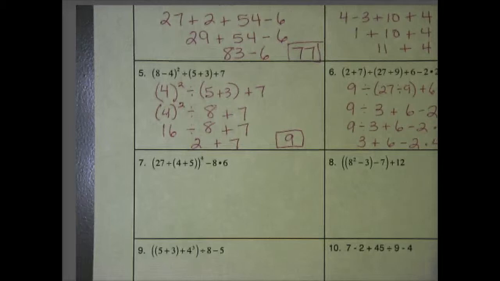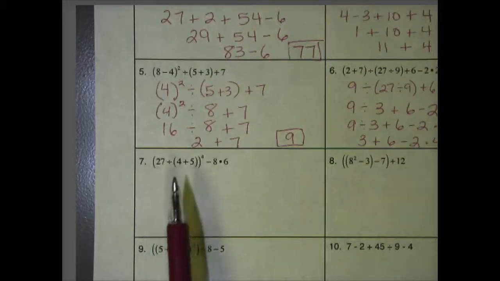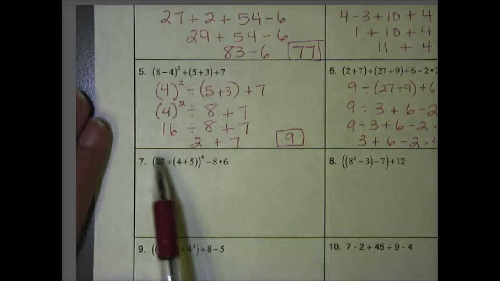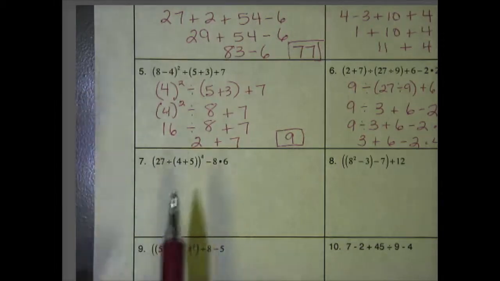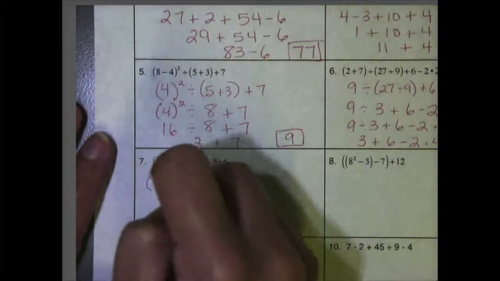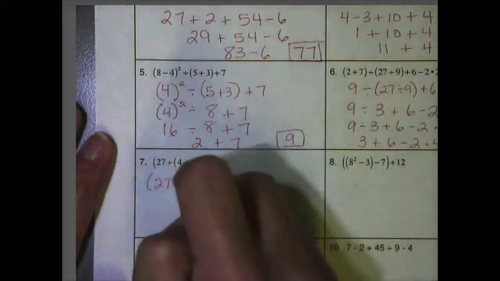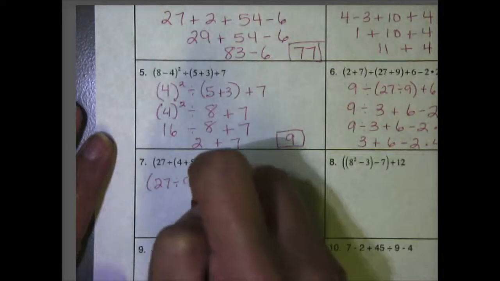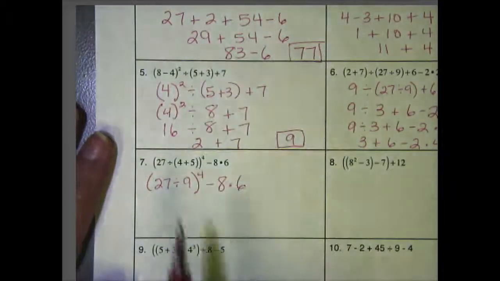Number 7. This time we have grouping symbols within grouping symbols. So whenever you have parentheses inside parentheses, the first thing we need to do is go to the furthest ones inside. So we have 27 divided by 4 plus 5 in parentheses is 9, to the fourth power minus 8 times 6.